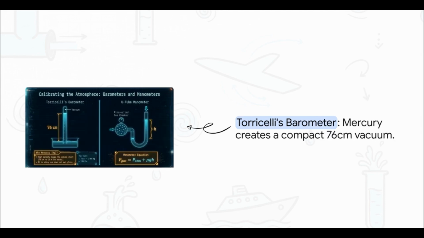So how do we actually measure all that atmospheric weight pressing down on us? Enter Evangelista Torricelli and his invention, the barometer. His choice of fluid was brilliant. He used mercury. Because of its extreme density, 13,600 kilograms per cubic meter, it creates a neat, compact 76-centimeter vacuum column. If he had used water, which is way less dense, he would have needed a massive 10-meter pipe just to do the exact same job. You'll also notice the U-tube manometer doing something very similar for enclosed gases, where the gas pressure equals the atmospheric pressure plus the hydrostatic pressure of the fluid column.